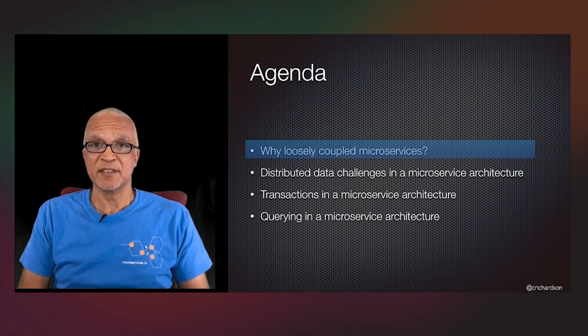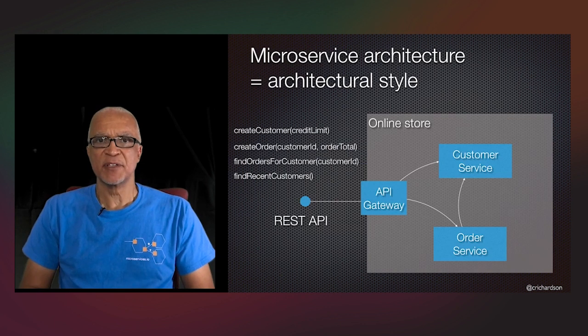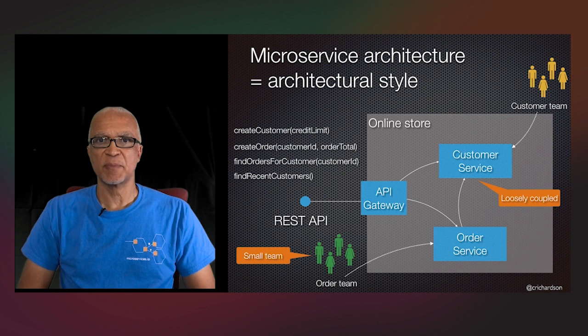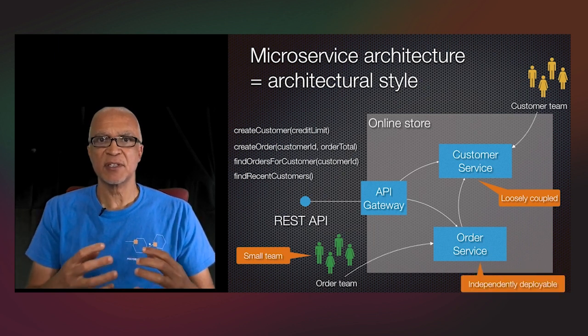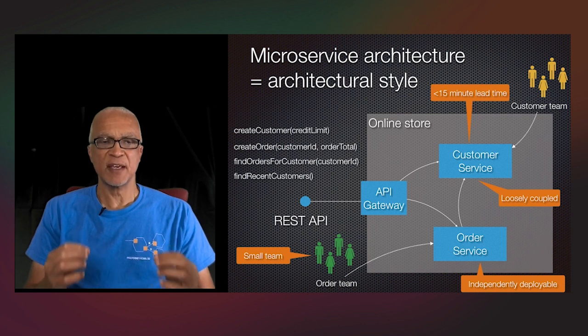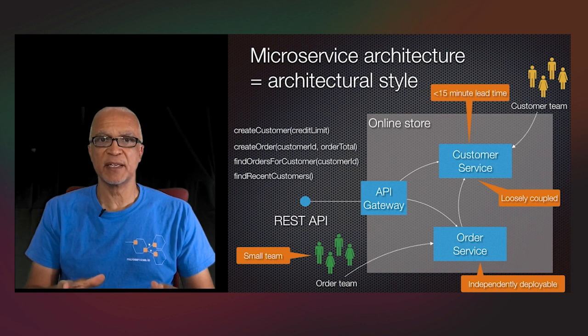So let's get started. The microservice architecture is an architectural style that structures an application as a set of services. The services are loosely coupled, each service is owned by a small team, and each service is independently deployable. And the lead time for each service, which is the time between the developer committing a change and that change being deployed into production, must be under 15 minutes.